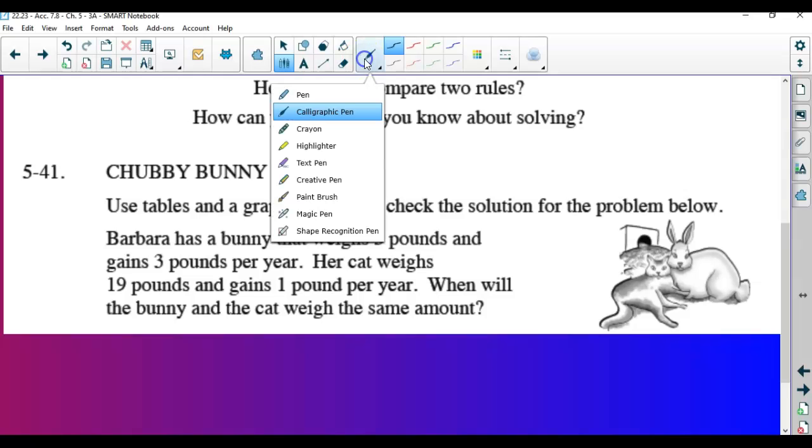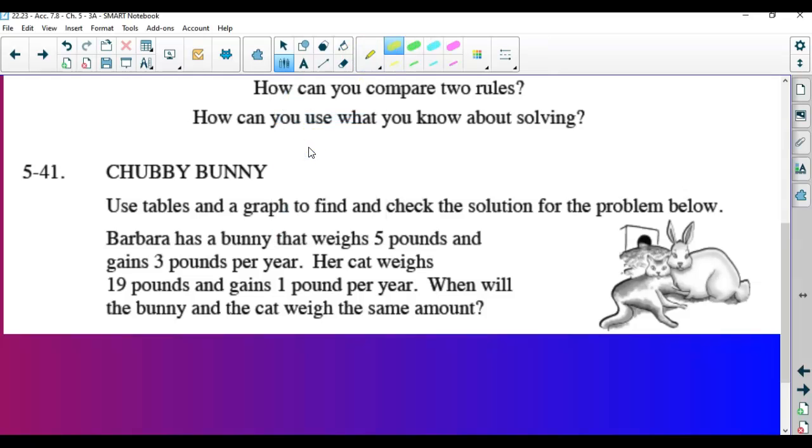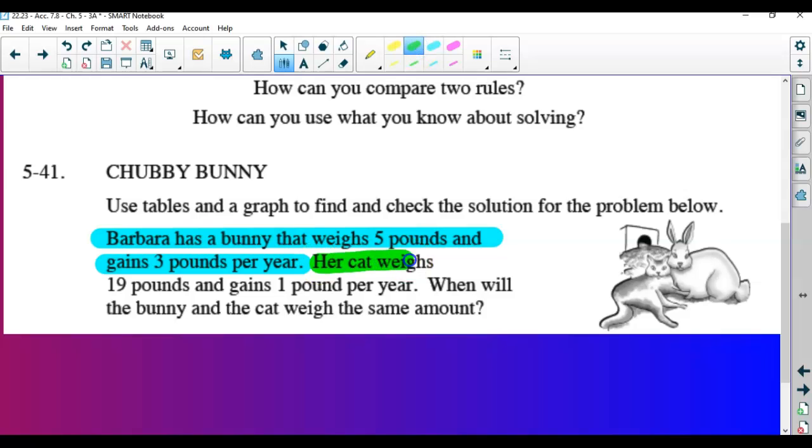So the first thing I would probably do, since we're talking about two different situations, let's make the blue bunny. All right, so Barbara has a bunny that weighs, guys, I would highlight if I was you. Her kitty, now we'll assume that it's a healthy cat, it's just a small one. Her cat weighs 19 pounds and gains 1 pound.